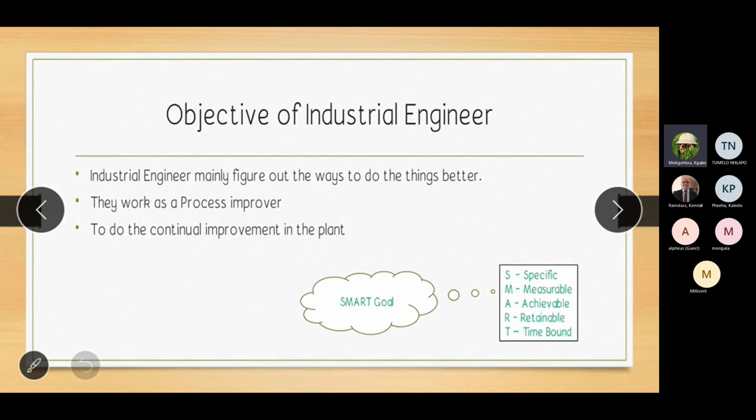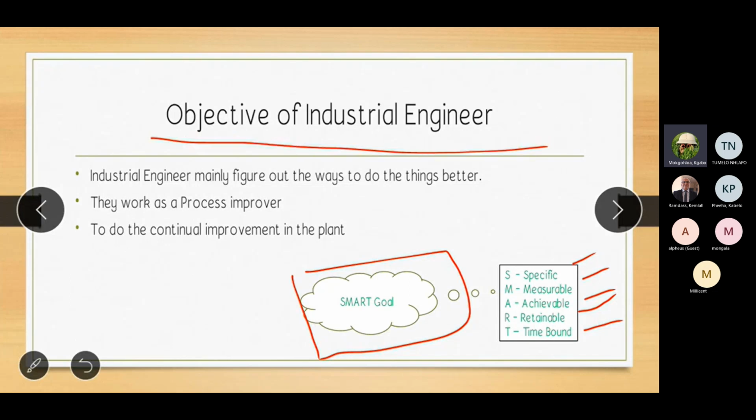If anybody is talking about the objective or goal, then we should remember that our goal should be SMART. SMART means S for specific, M for measurable, A for achievable, R for retainable, and T for time bound. So everybody should know our goal should be SMART. If industrial engineering works for an objective, then its goal should be SMART.